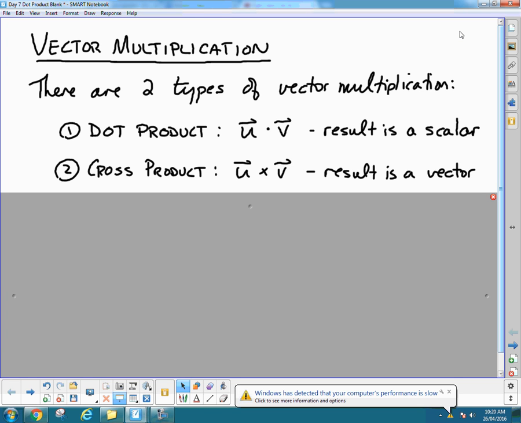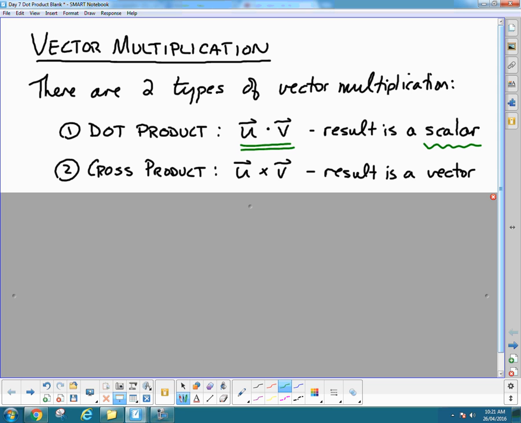For the dot product, we use this notation right here, u dot v. What's important is that the result when you do this multiplication is a scalar. What that means is your answer is a number. So if I ask you to do the dot product on two vectors, your answer is only a magnitude. We'll be using those particular ones where we're only interested in how big the multiplication is and not necessarily a direction or a new vector.